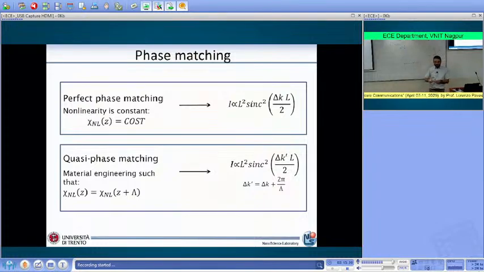And therefore, in my four-wave mixing process, I need to conserve the energy, so omega 1 plus omega 2 should be equal to omega pump 1 plus omega pump 2, as well as the momentum, K1 plus K2 should be equal to K pump 1 plus K pump 2. And if I satisfy those two conditions, then I will have a very high efficiency in the generation of entangled photon pairs. Okay?